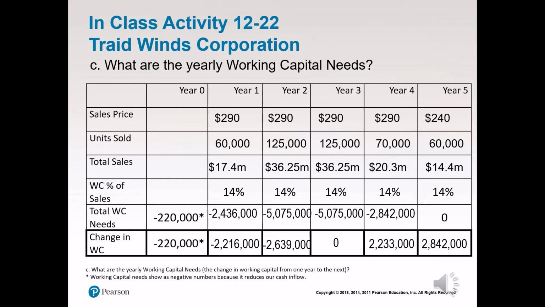And finally, in year 5, our total working capital needs are 0. That's because we're not calculating it as 14%. We're shutting down the project. And we know that we need no more working capital because the project's shutting down. In that case, we can recuperate the full $2,842,000 in working capital. It's our change in working capital that is going to be the important numbers in calculating our free cash flow.